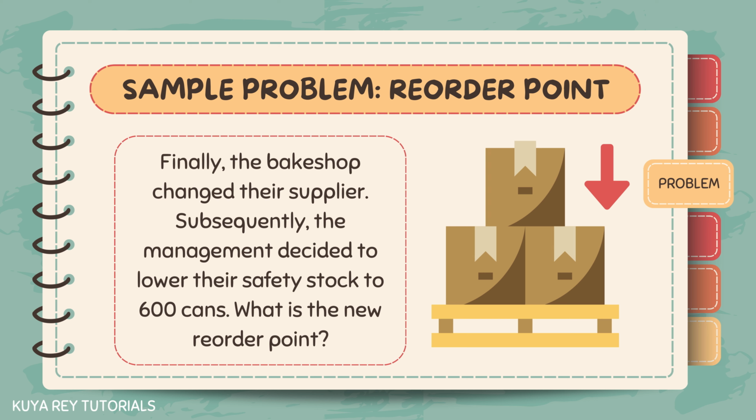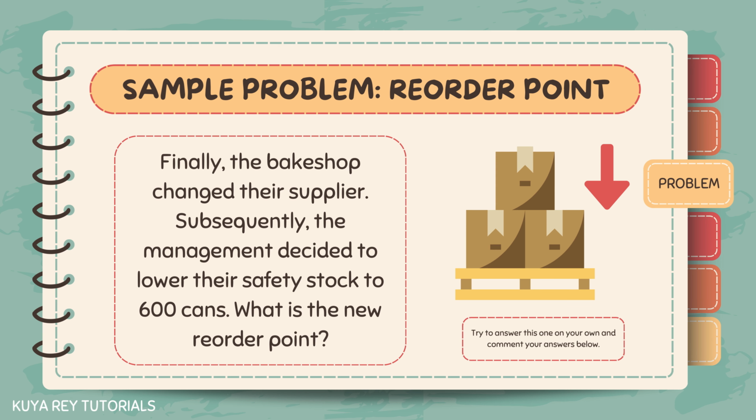Finally, the bake shop changed their supplier. Subsequently, the management decided to lower their safety stock to 600 cans. What is the new reorder point? Try to answer this one on your own and comment your answers below.